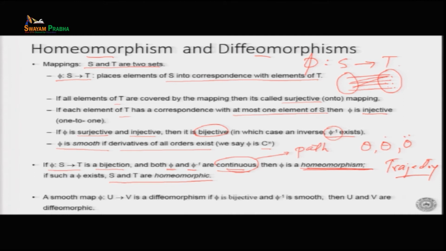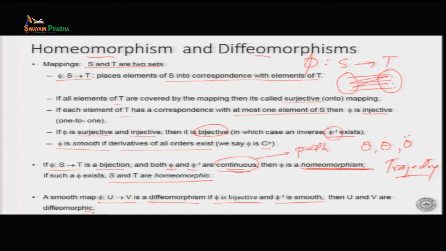Okay. So, this is the term which we call homeomorphism, which basically means that the mapping is a bijection and both phi and phi inverse exist. Now, a map phi from U to V is called a diffeomorphism if phi is bijective and phi inverse is smooth. Okay. And what is the meaning of smooth? Smooth essentially means that derivatives of all orders exist, okay, then U and V is a diffeomorphism.